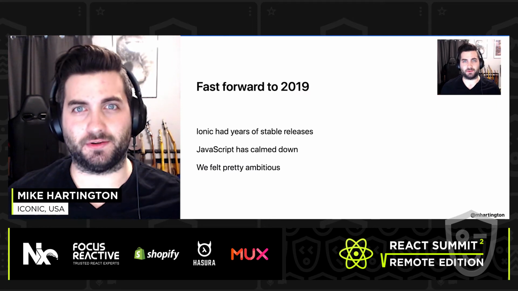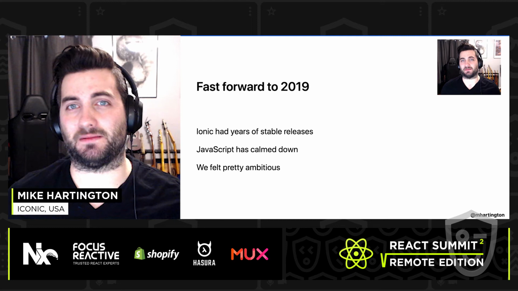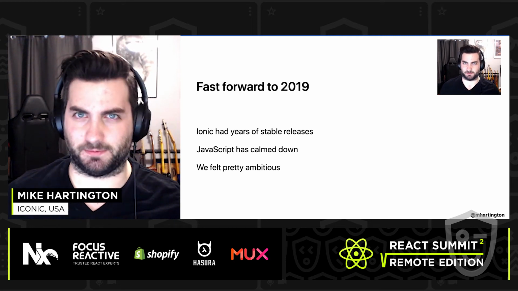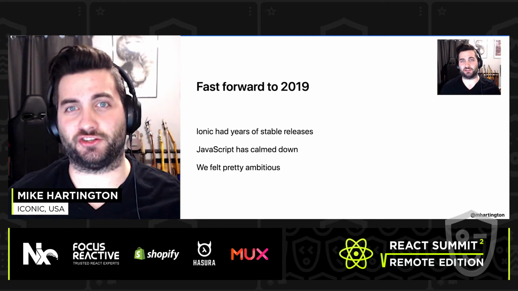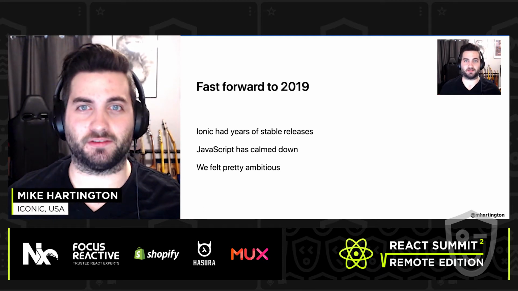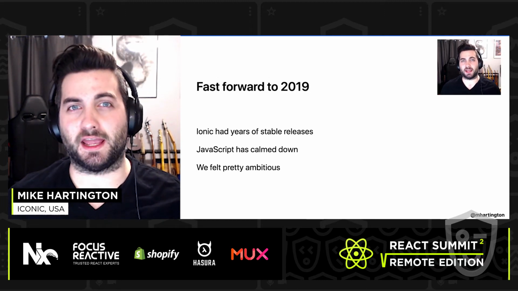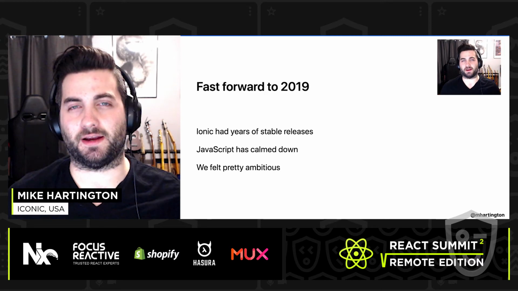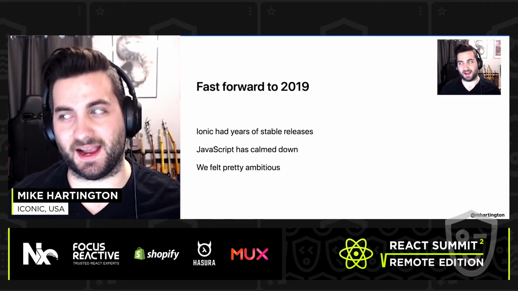Now, fast forward to last year in 2019, Ionic had had years of stable releases, and JavaScript as an ecosystem had matured to a point where there was a lot less churn through different frameworks and different standards. And we were feeling pretty ambitious in that we could create another binding for a different framework and support something more than just what we are historically tied to.